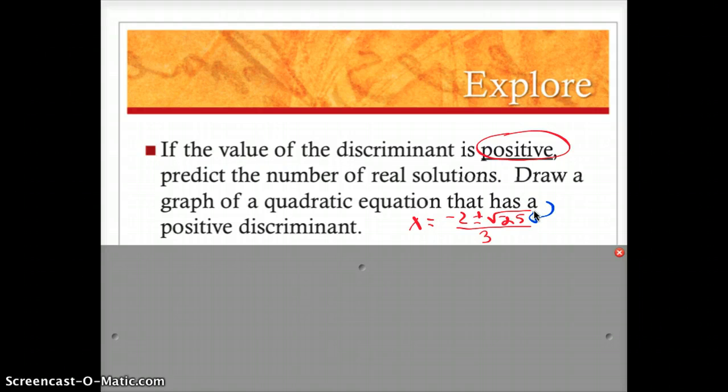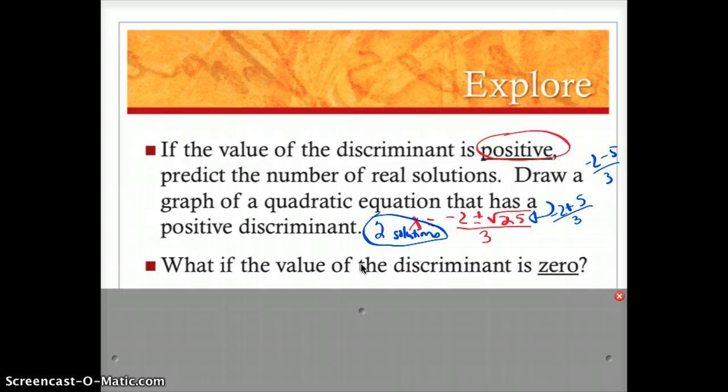Hope you're going to notice that the discriminant's positive when you do negative 2 plus root 25, which is 5, over 3. When you do negative 2 minus 5, all over 3, you're going to get different answers. You're going to get two distinct solutions. So I'm going to think in this case we probably have two solutions. Anytime that discriminant is positive, we probably have two solutions.